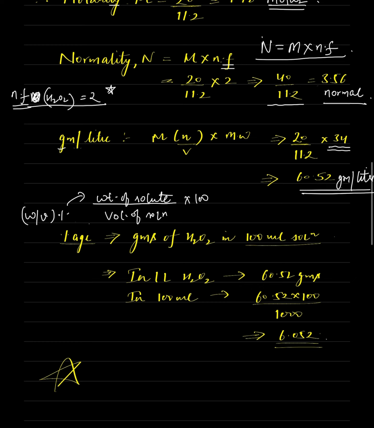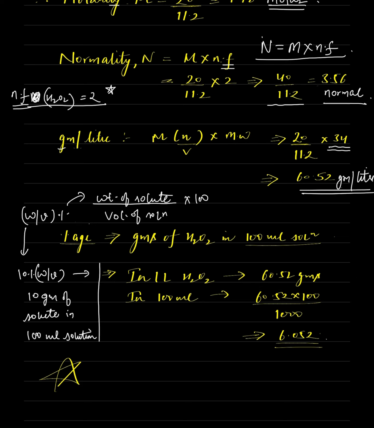So if somewhere it is written, let's say, 10% W by V, that means 10 gram of solute in 100 ml solution. This is the meaning of this statement. Understood? If somewhere it is written 10% W by V, that means 10 gram of solute in 100 ml of solution.